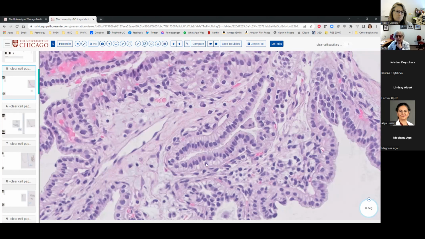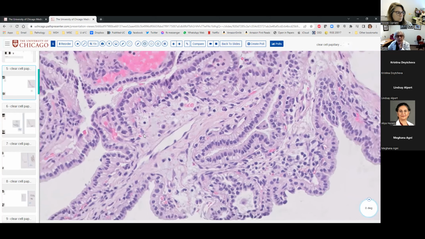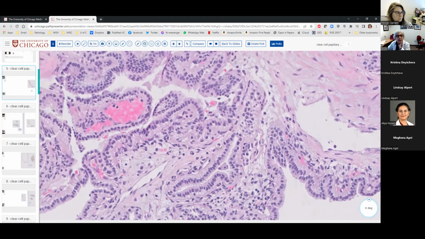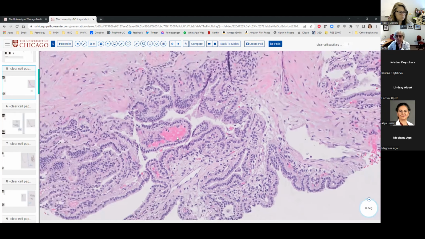appearance of almost like secretory endometrium. Obviously, the nuclei are small. There are no prominent nucleoli. Obviously, something in a low-grade category of tumors.